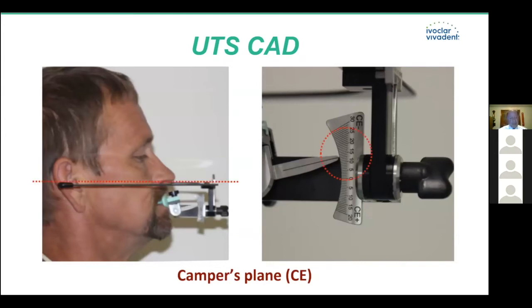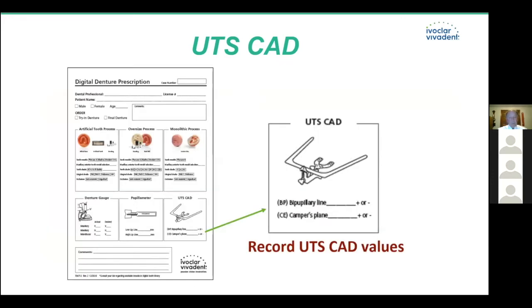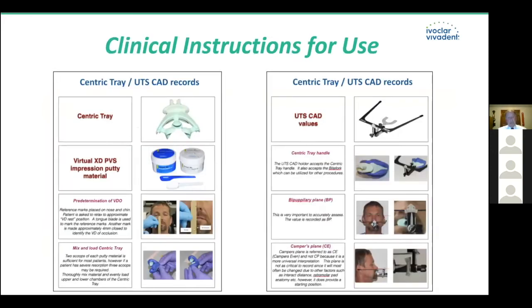So it's the tragus of the ear to the hollow of the nose, the tragus-hollow line referred to as Camper's plane. And we could take that record as well. That supposedly simulates the occlusal plane. That one is not of great value because you always have to tweak that a bit. But the bipupillary plane is very important to record. Again, we have a prescription, which we'll talk about later, and we have a place to put these particular values in.